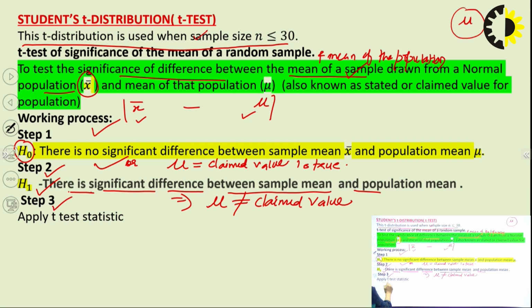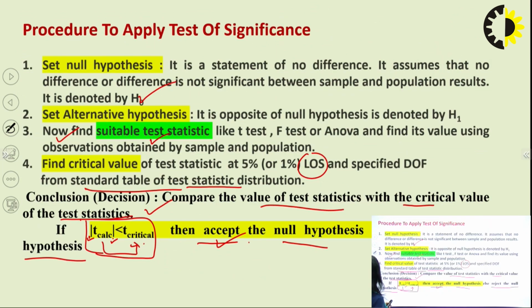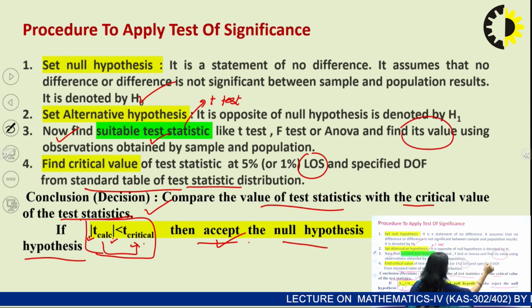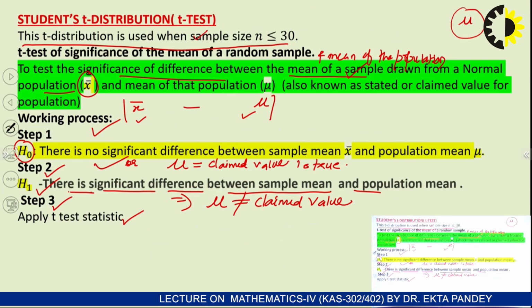Now step three, we will apply the t-test. Here I will tell you about the test statistic. We have obtained the suitable test statistic. Which one? The t-test. To compare the mean of a sample and a population, we will always apply the t-test. Now we will find its value. Its value is obtained by a formula, and I am going to discuss this formula.